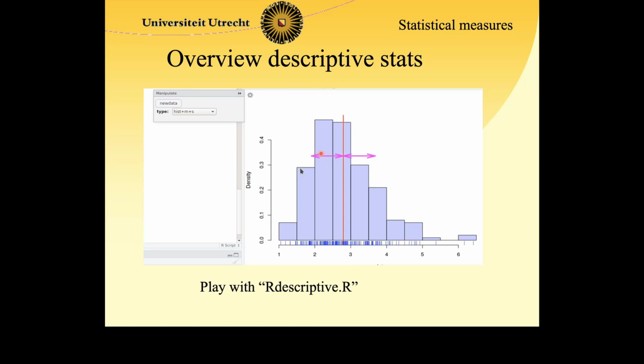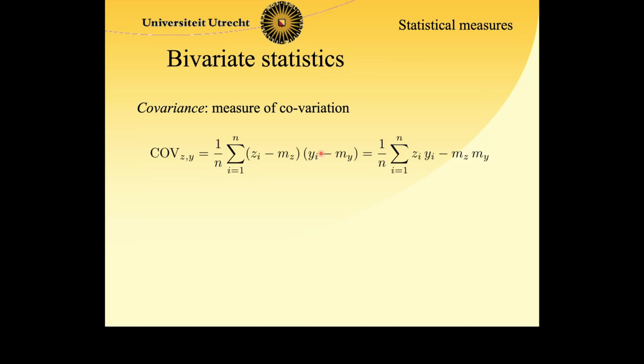Okay, let's move on to bivariate statistics. Now, if we have two variables, for instance, porosity and hydraulic conductivity, and we want to see whether they are related, we can compute the so-called covariance.